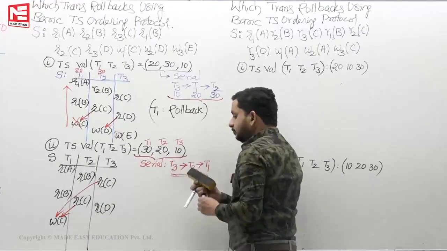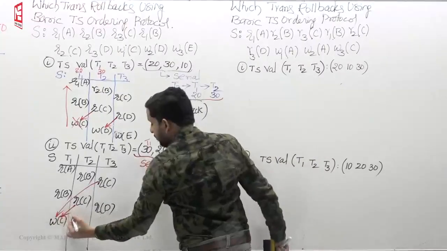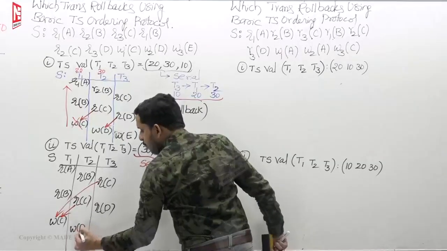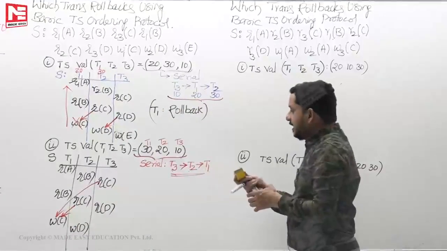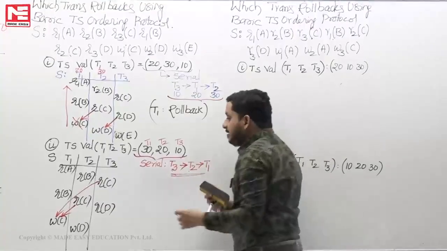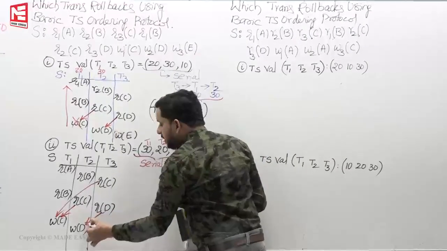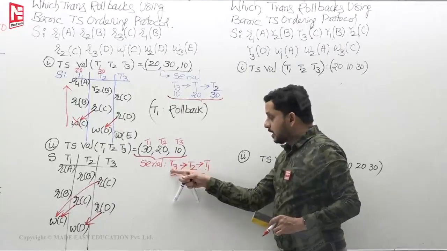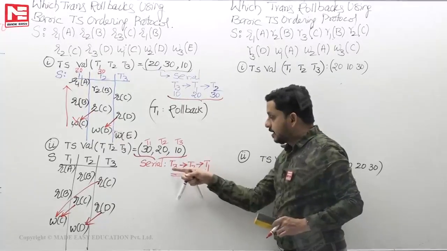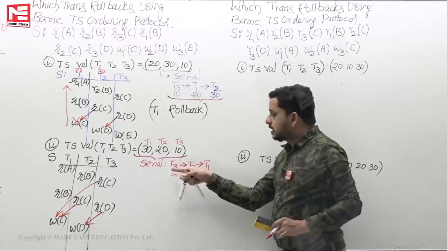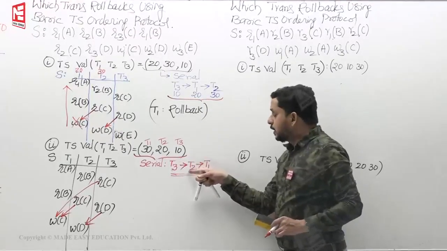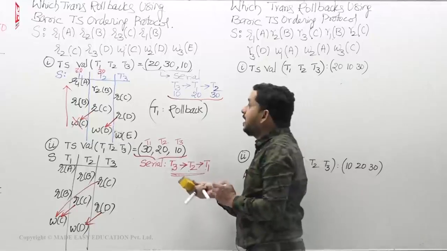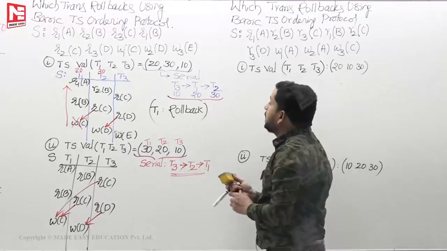Then after that, T2 write D. What is the conflict because of this write D? T3 preceding T2, which is also allowed and the same as the timestamp order. T3 preceding T2 allowed, T3 preceding T1 allowed, T2 preceding T1 allowed. Then after that, W3E.